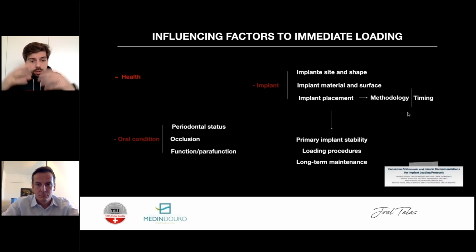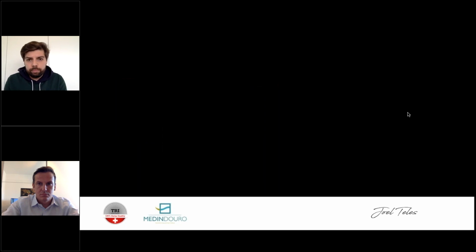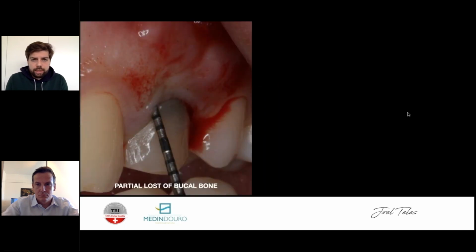And of course, you have to consider everything else, the health of your patient, the oral condition, the periodontal status, everything that you already know. So all this comes into mind when you're planning the case and looking at the CBCT. So okay, let's start with this case.